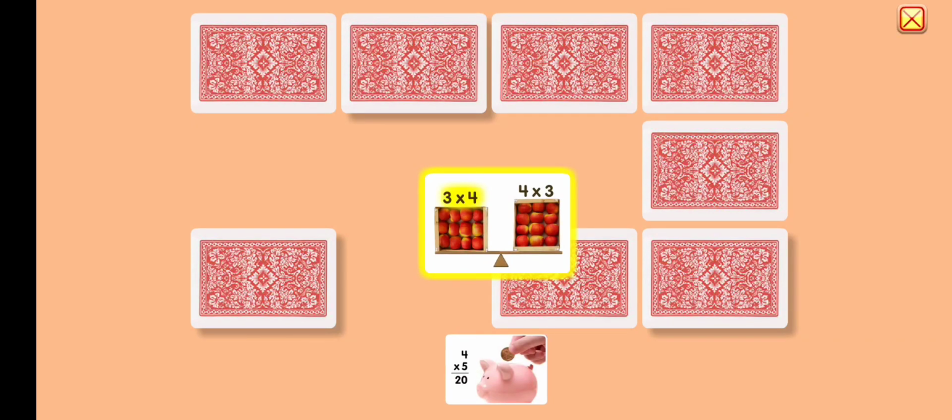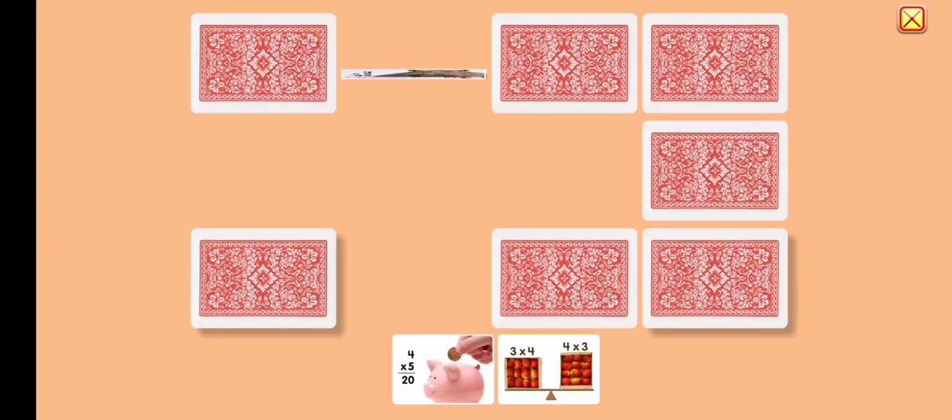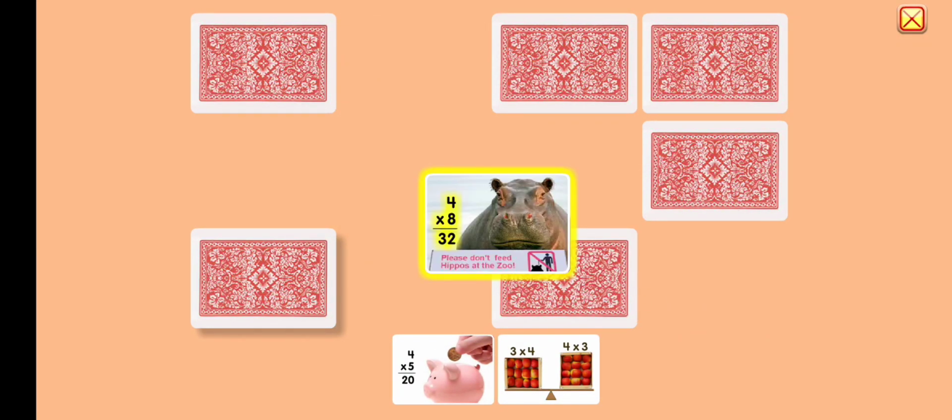Three times four is four times three. Both are the same, as you can see. Four times eight is 32. Don't feed hippos at the zoo.